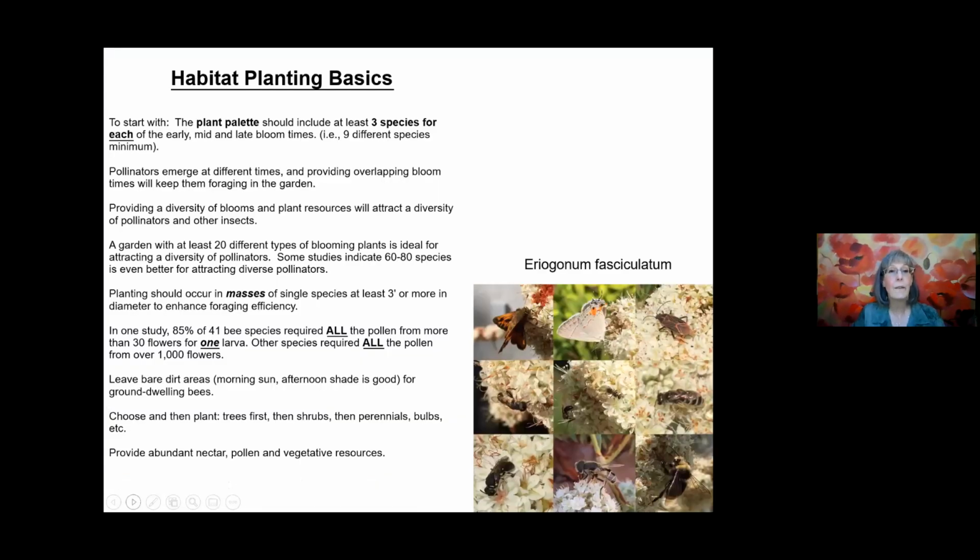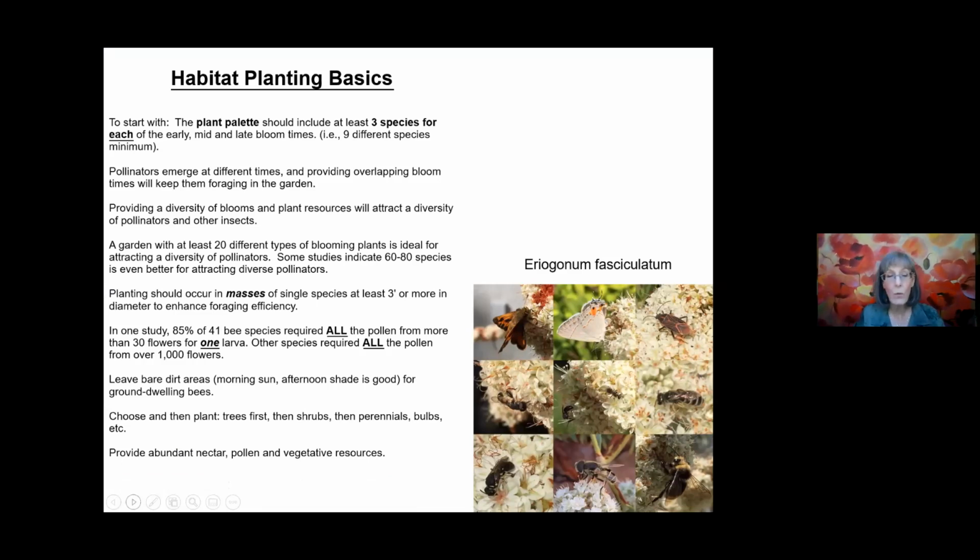So some of the basics. To start with, your plant palette should have at least 3 species for each of the early, the mid, and the late bloom times, or the minimum of 9 different species. We have pollinators emerging at different times.